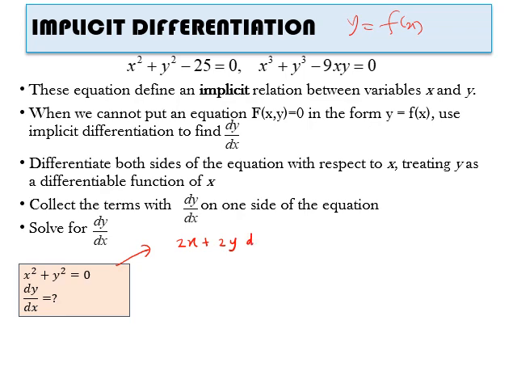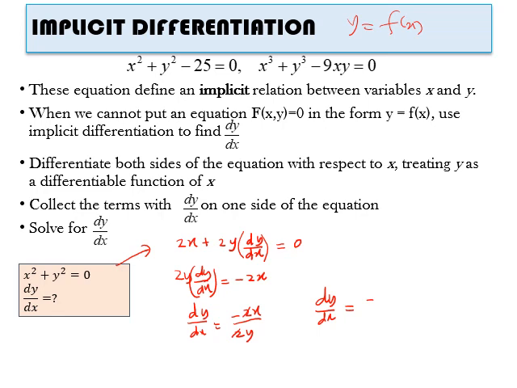But we need to put dy/dx, multiply by dy/dx. So every time you differentiate function y, you must multiply by dy/dx, equals 0. So now we will write in terms of dy/dx. So we move negative 2x to the left. So dy/dx will just equal negative 2x over 2y. So we can cancel the 2. So your dy/dx will just be negative x over y.